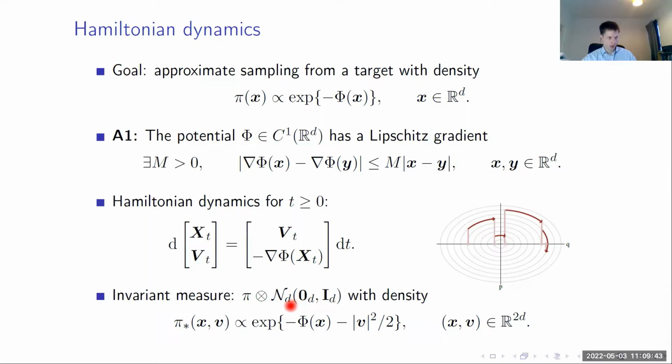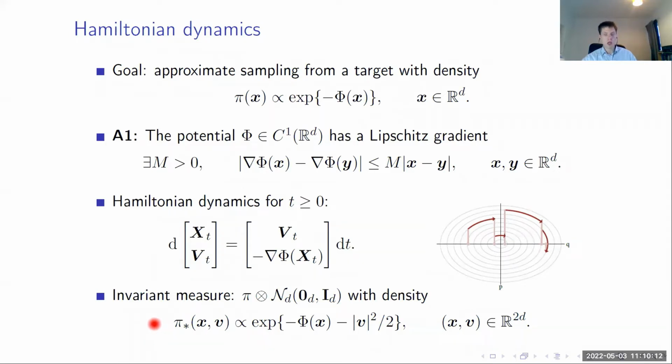Okay. So one property of these dynamics is that they preserve this measure on an extended space, pi star, in the sense that if you start from (x0, v0) distributed according to pi star, then for any positive t, (xt, vt) will still be distributed according to pi star. Right? So in this sense, Hamiltonian dynamics leaves pi star invariant.